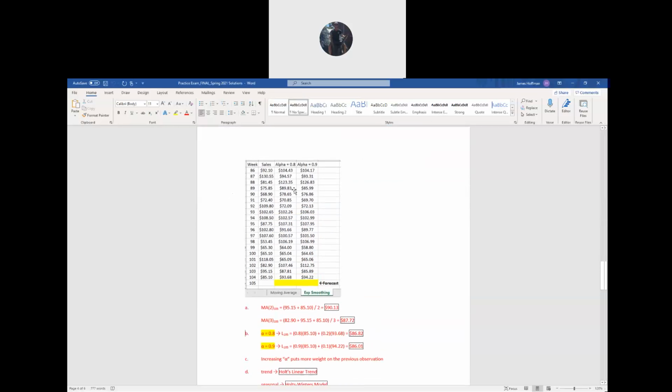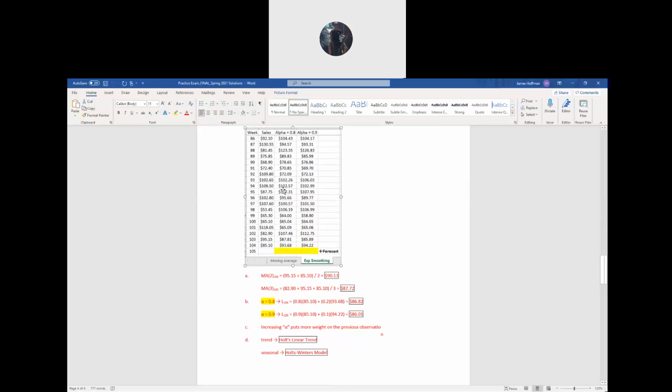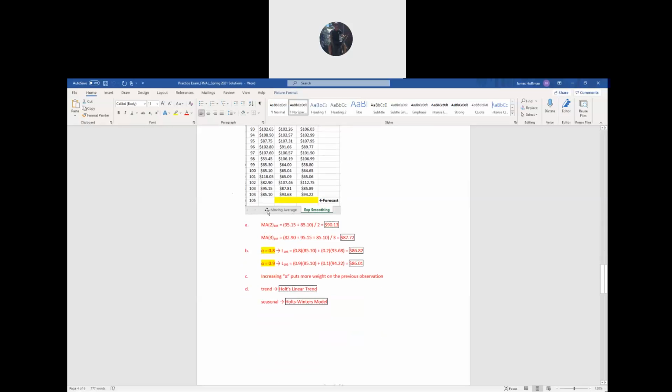Okay, so the second one, the one that has the exponential smoothing tab highlighted, is the one you want here. And you'll see a column of the weeks, a column of the actual sales, and a column for alpha equals 0.9 and alpha equals 0.8. So just use the correct one there. So you want these two blank cells that are highlighted.